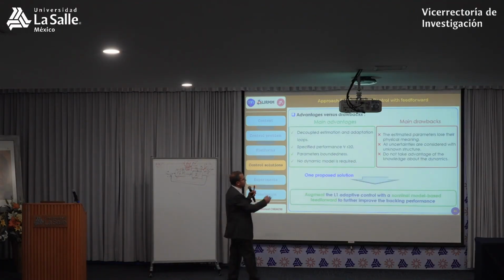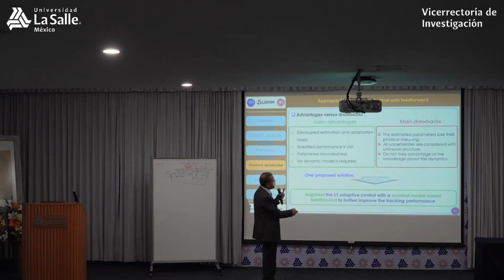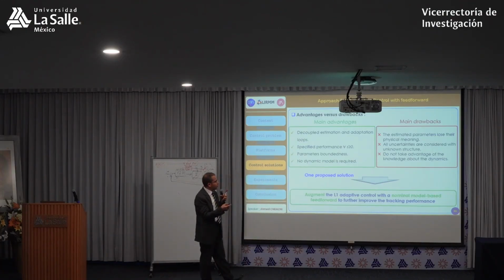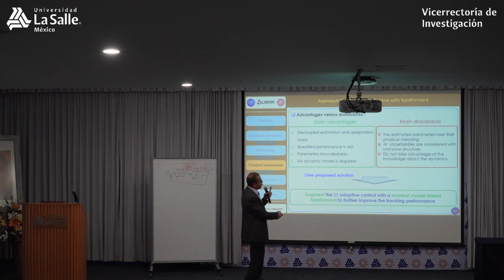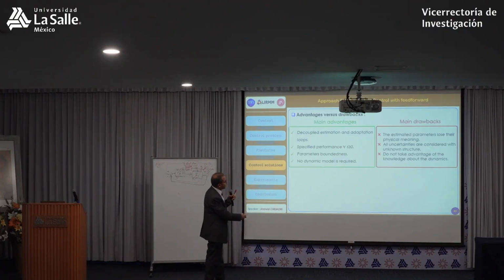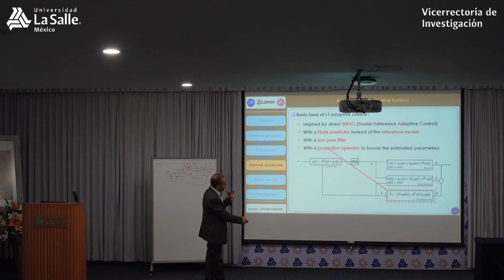It has some drawbacks. The estimated parameters lose their physical meaning, because we have some parameters to be estimated, but they don't represent physical meaning. Then all uncertainties are considered with a known structure. This is in the design of the controller itself. Here you have the parameters theta, and you also have sigma, and omega. You have three kinds of parameters. This is for single input, single output systems. For multiple inputs, multiple outputs, we will also have three parameters, sigma, theta and omega, to be estimated.